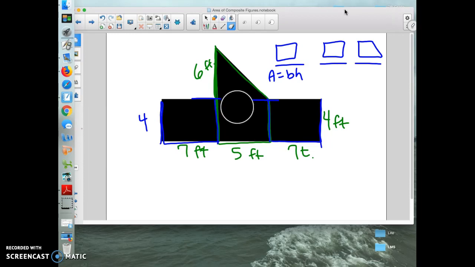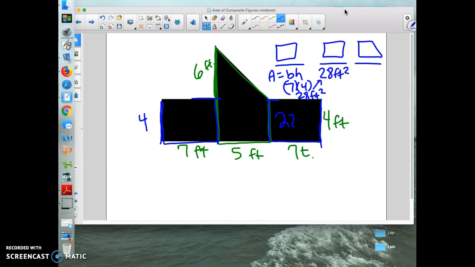So we are going to do base times height, which is 7 times 4, and we will get 28 feet squared. It's going to be the exact same for this rectangle. They were the same. That doesn't always happen, but it happened on this one. 28 feet squared, 28 feet squared. And then we have our trapezoid. And that one is going to be a little different.